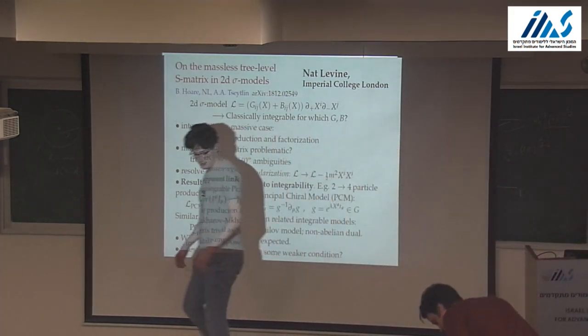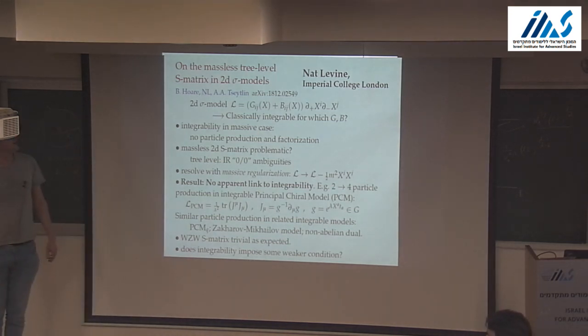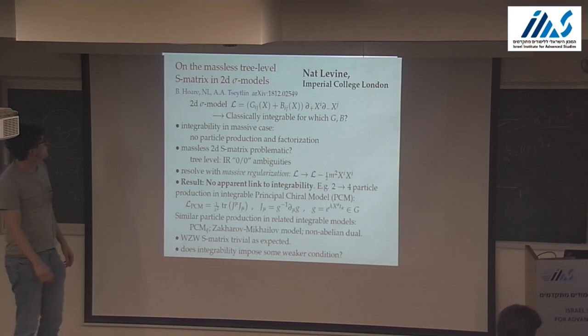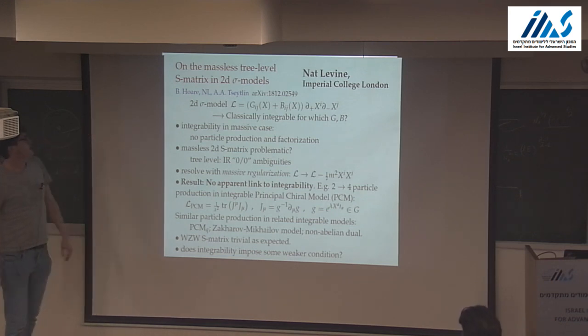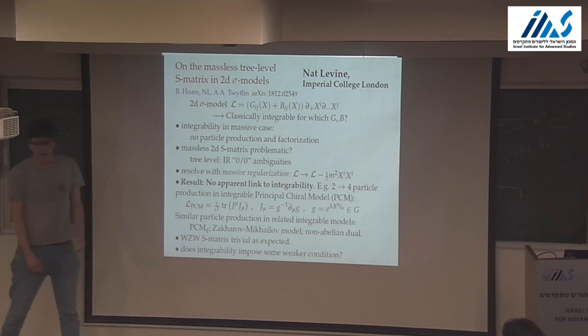Hello. Can you hear me? So my name is Nat Levine. I'm a second-year PhD student at Imperial College in London. And I'm talking today about a recent paper, which is a collaboration with my supervisor, Arkady Zeitlin, and our collaborator, Ben Hoare. So the basic question here is, which 2D sigma models are classically integrable?